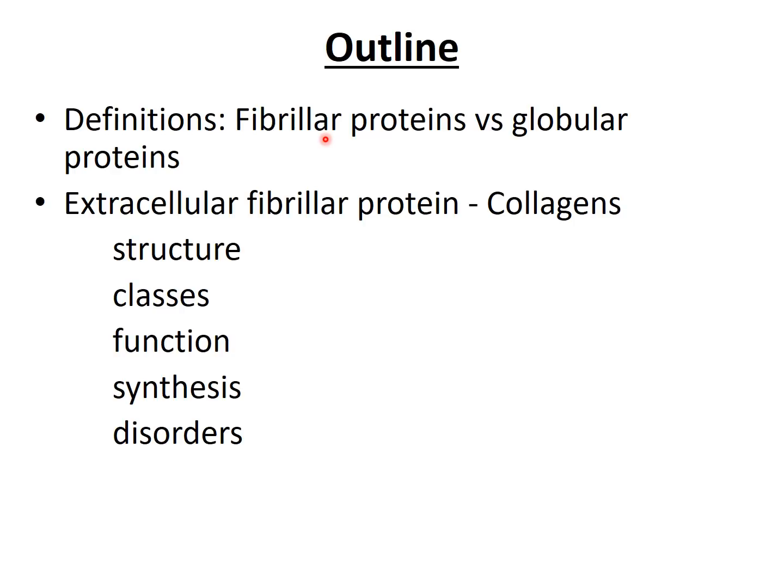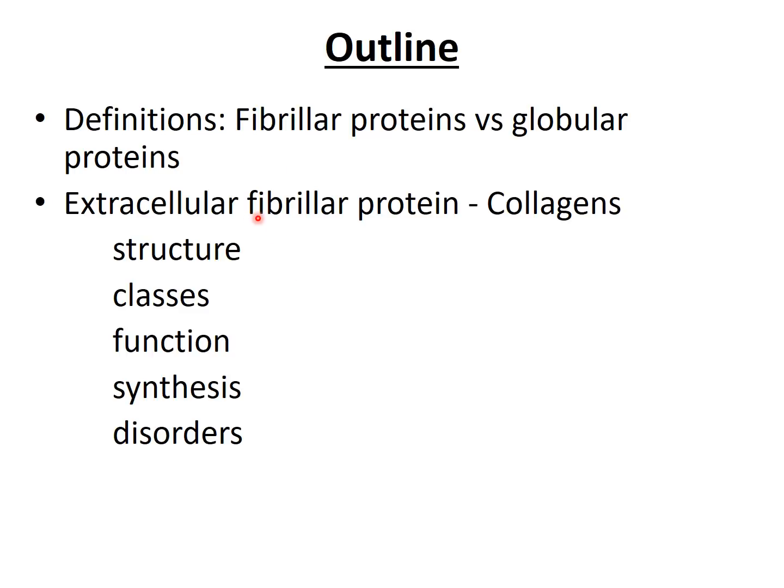I actually wanted to start with the definition of fibrillar proteins versus globular proteins, because the collagens that I will talk about today are fibrillar proteins. So their structure and function is very different from those proteins that you learned about until now, including enzymes or hemoglobin, etc.